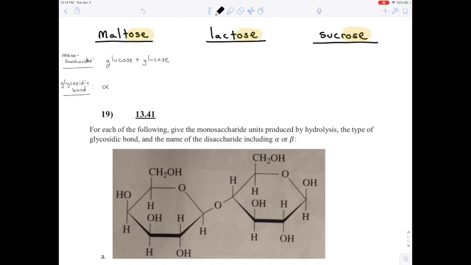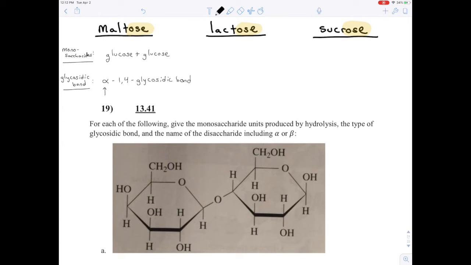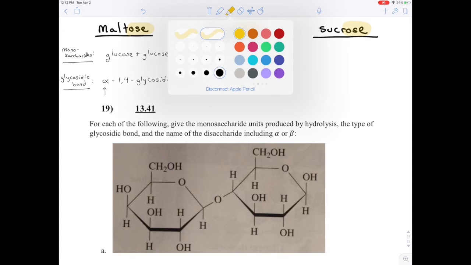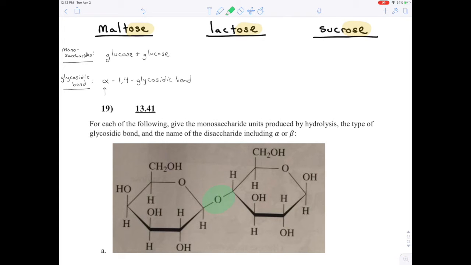So that's alpha 1,4 glycosidic bond. Now this alpha here is referring to whether the oxygen in the bond that holds the 2 sugars together is going up or down. So for example, if you were to look at this one down here that we'll do in a second, this bond right here, that ether, an oxygen bonded to carbons on each side, that ether is the glycosidic bond. And so you can see that the oxygen here is going up.